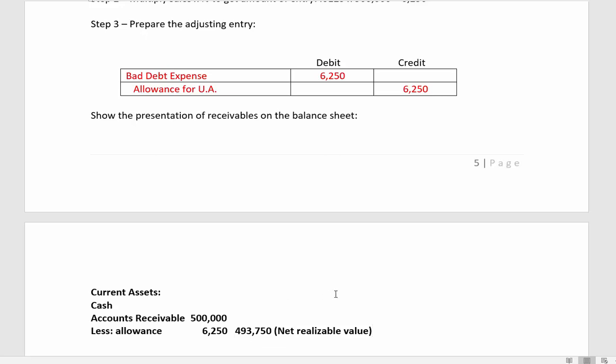Okay, all right, so here we covered the balance sheet method and the income statement method, both ways of using the allowance to account for your uncollectible accounts.